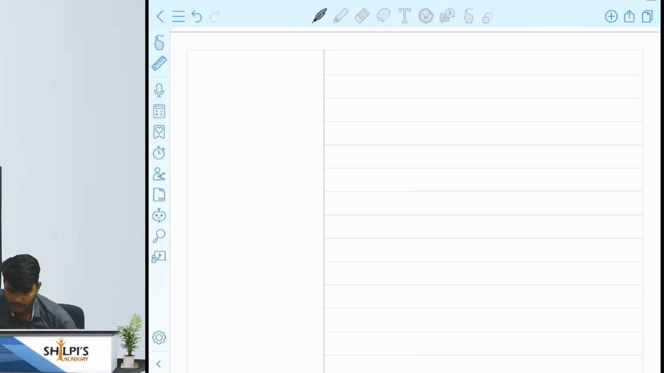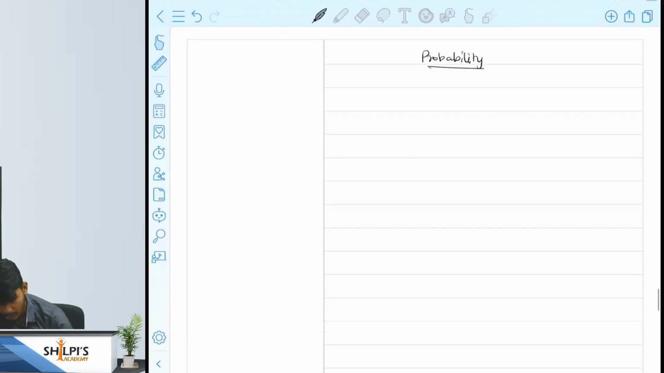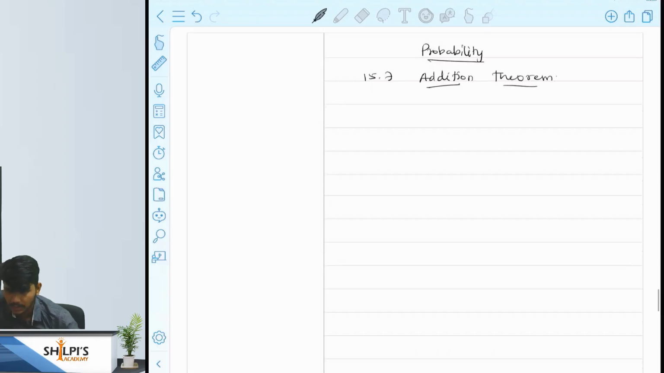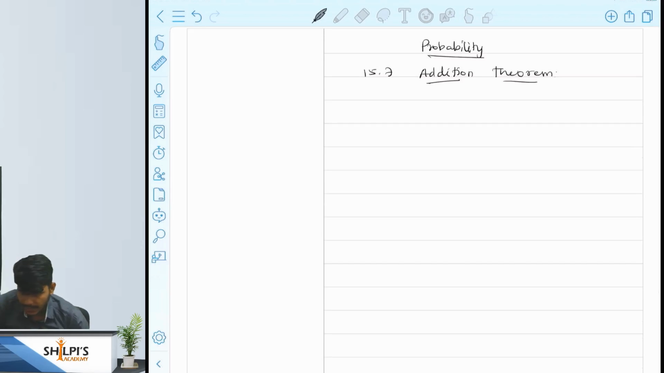In this session, we will see the addition theorems and theorems on total probability. So, in the probability chapter, in 15.7, you have addition theorems. What the addition theorem defines is that for any two mutually exclusive events.